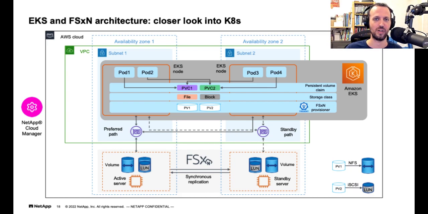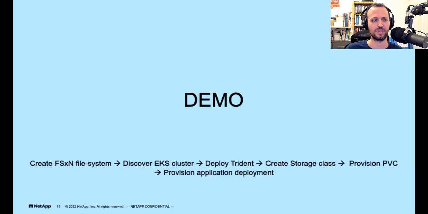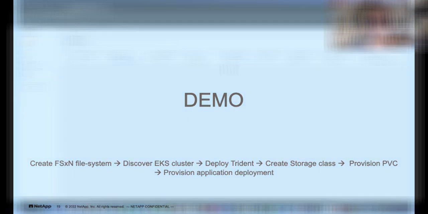Everything here is going to be orchestrated by our BlueXP platform. So the creation of the FSx file system, the connection of the EKS cluster, the installation of Trident, and the creation of the storage classes. Everything else, which is just the volume creation, is going to be run manually within Kubernetes, which is very simple. So let's go to our demo and review all of that.